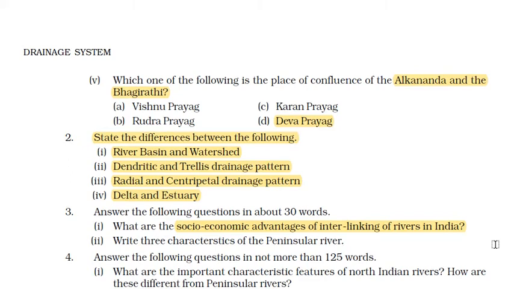Next, write three characteristics of peninsular rivers. So what are the three characteristics of peninsular rivers? You can generally get that from a table mentioned in your book. That they are seasonal, they are short course as compared to Himalayan rivers. Yes, but they are old, they formed first, and the Himalayan rivers formed later. So these are some of the characteristics of peninsular rivers.